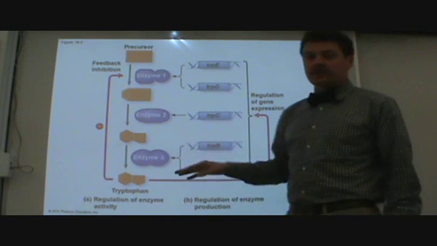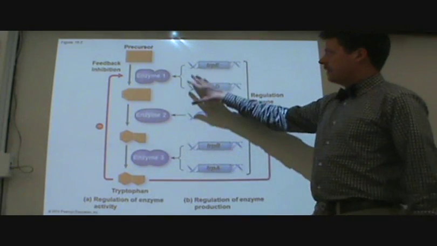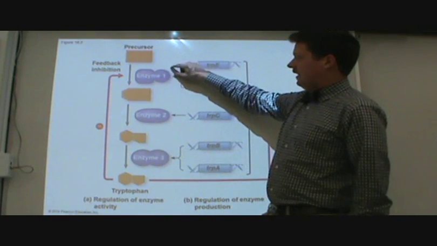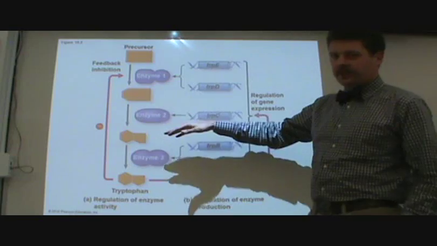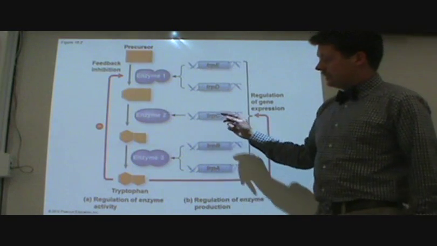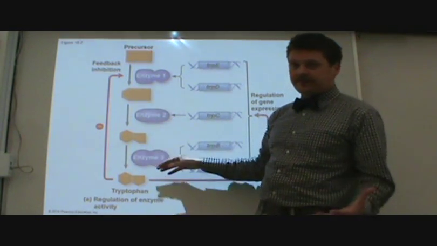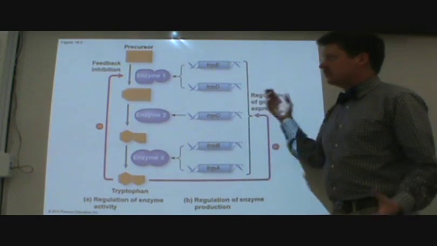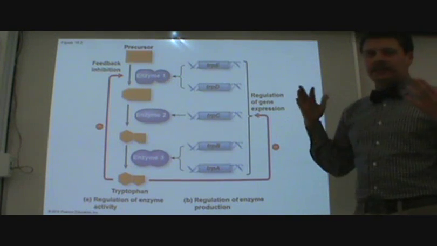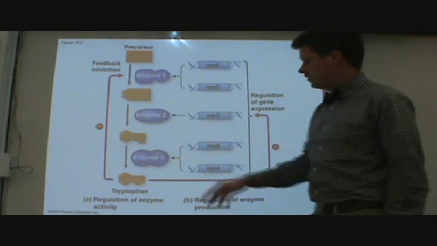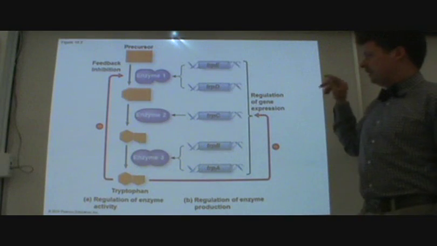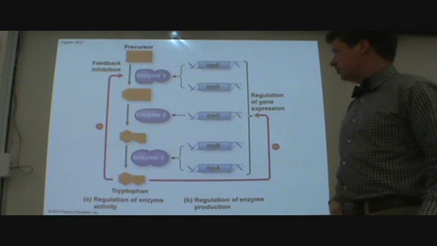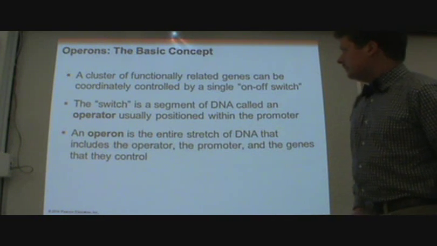So here's feedback inhibition. We talked about this before. You have a precursor to tryptophan here, and then you have 3 different enzymes that are involved in making that tryptophan. Once that tryptophan's made, once there's enough of it, it can go back and act as an inhibitor to this enzyme. So that's one way that you can regulate things. Another way is that tryptophan can also work in the regulation of gene expression, and we'll look more at that example in just a second.